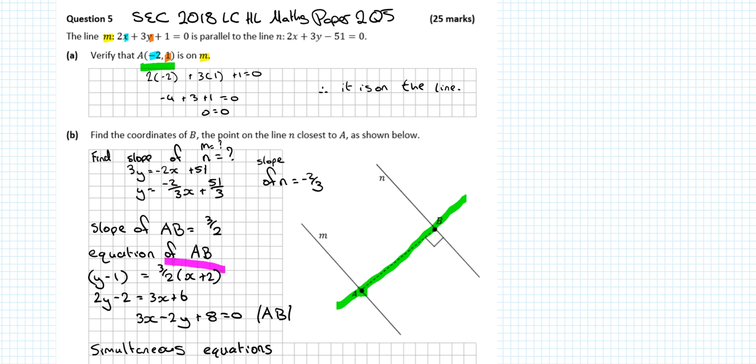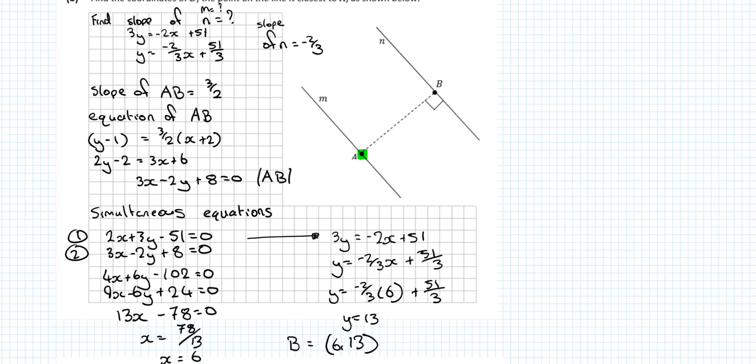So I can use y minus y1 is equal to m by x minus x1, where this is my x1 and this is my y1. The reason I'm choosing that point A is because it is on the line AB. Okay, so I have the equation of the line AB here. That is this, the equation of the line AB. So how would I find where the line N and the line AB hit each other? How would I find that point? You've been doing this in second year. You do the simultaneous equation.